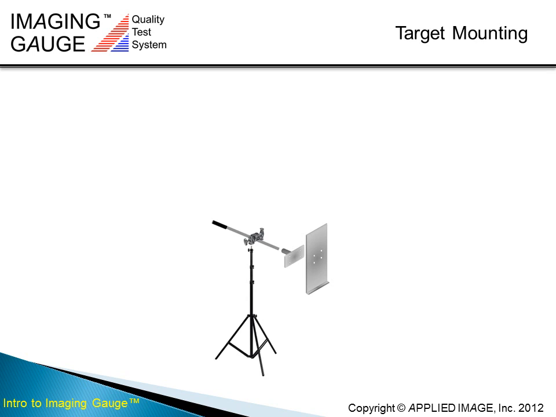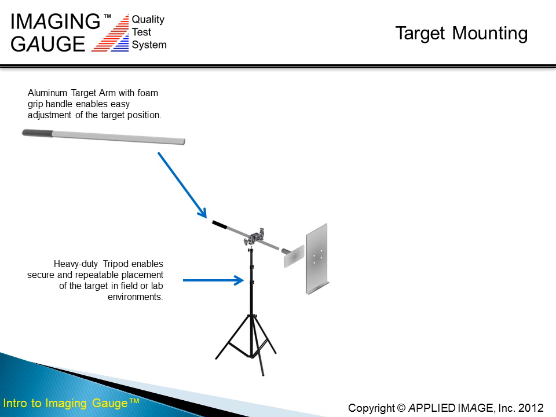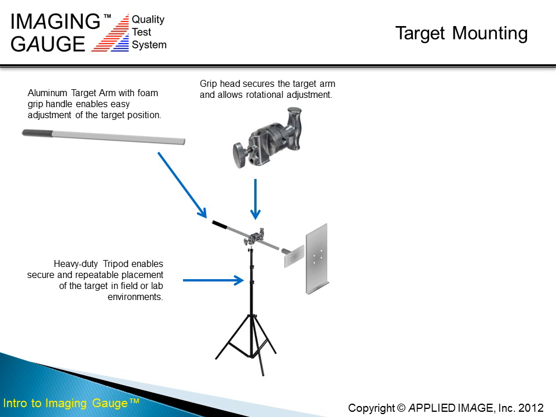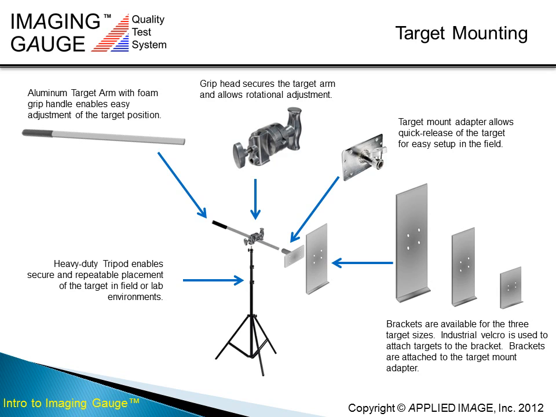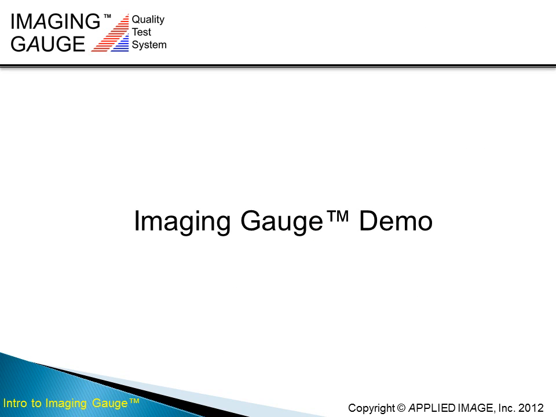Mounting accessories are available to allow easy, repeatable deployment to the field. Mounting starts with the heavy-duty tripod. There's an aluminum target arm with a foam grip handle that's connected through a grip head to a target mount adapter, and finally to brackets that adhere to the targets with industrial Velcro. The following demo will show some of the main features of ImageEngage.